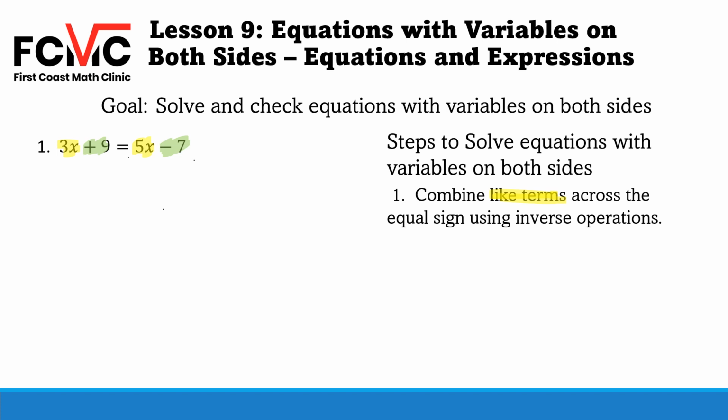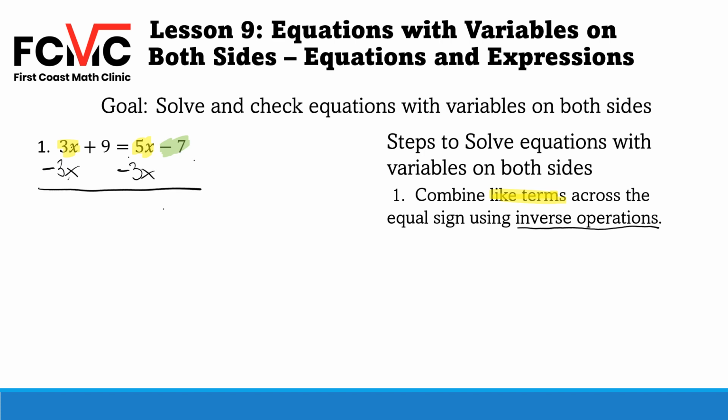So inverse operations are operations that undo each other. Addition and subtraction are inverse operations. Multiplication and division are inverse operations. All right. So let's start with maybe the 3x and the 5x. I want to combine those two terms. So I'm going to move 3x to the right. If I read this left to right, 3x is positive, so I need to undo adding 3x. I'm going to undo adding 3x by subtracting it from both sides. So minus 3x and minus 3x.